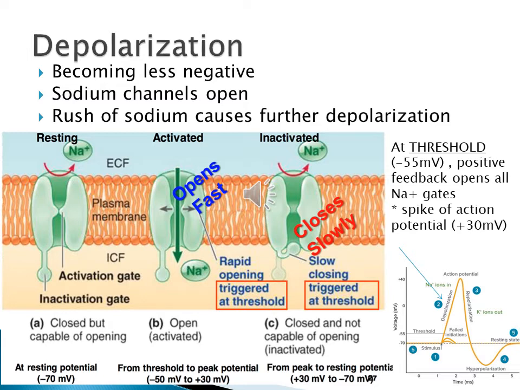Once it hits +30, though, the gate's going to close to stop the movement of sodium. Okay, great. Keep watching. So at threshold, we're at -55. Positive feedback opens all the sodium gates. We get a spike of action potential at +30. Again, that's our voltage.